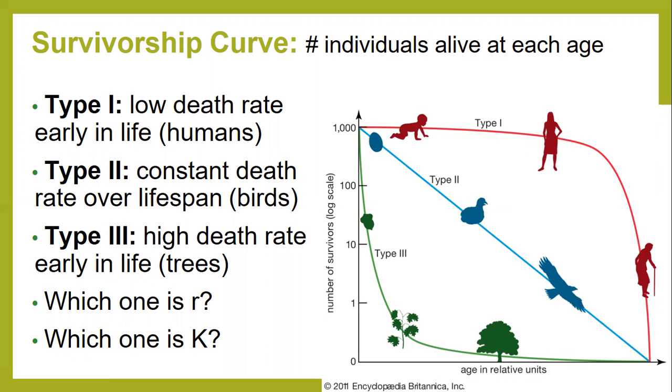Hopefully you can pretty much understand which is the R species, the tree, and which is the K species, the human. And that we're basically closing in on the type 2 species. We're getting less K and more R as we go towards type 2. And then as we go away from type 2, we're getting more R and less K as we move down towards type 3.